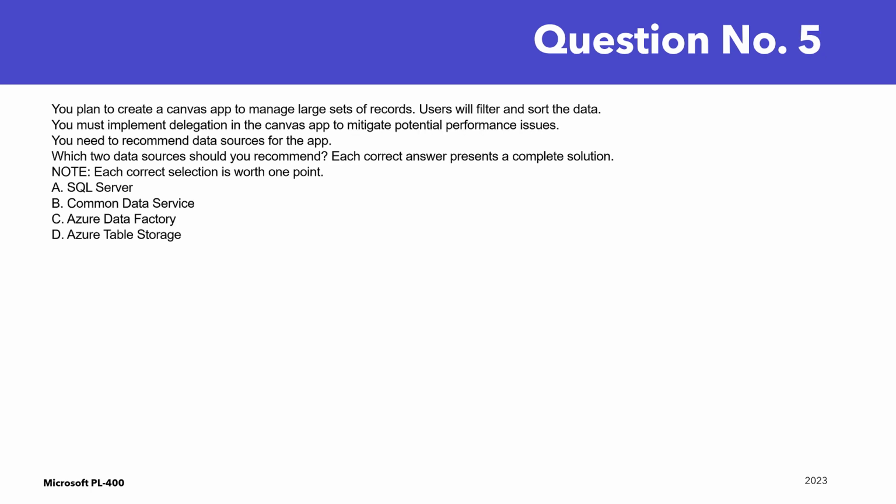You plan to create a Canvas app to manage large sets of records. Users will filter and sort the data. You must implement delegation in the Canvas app to mitigate potential performance issues. You need to recommend data sources for the app. Which 2 data sources should you recommend? Each correct answer presents a complete solution.